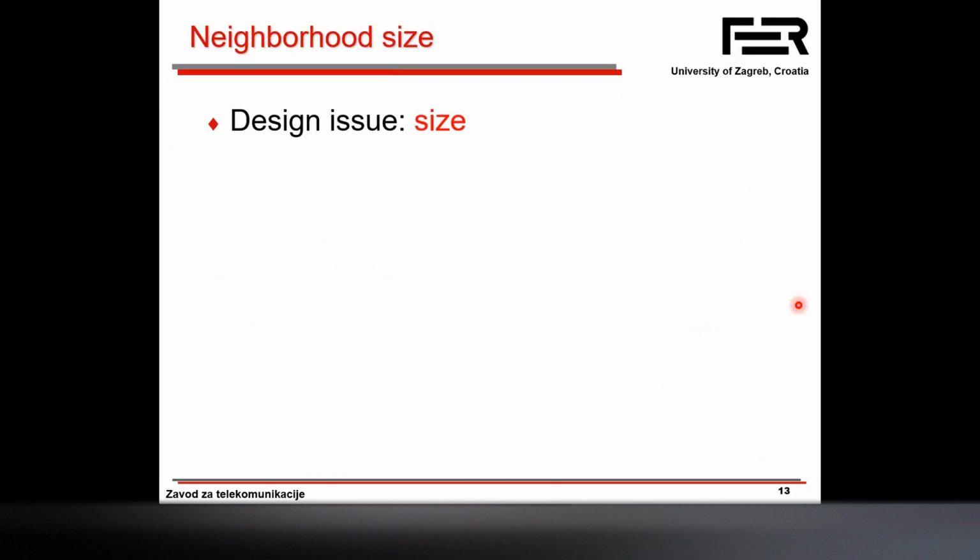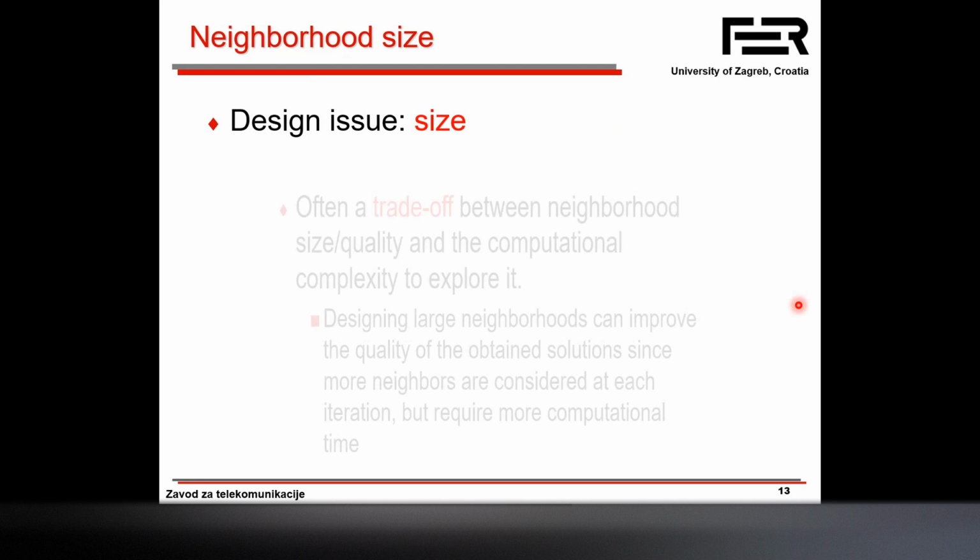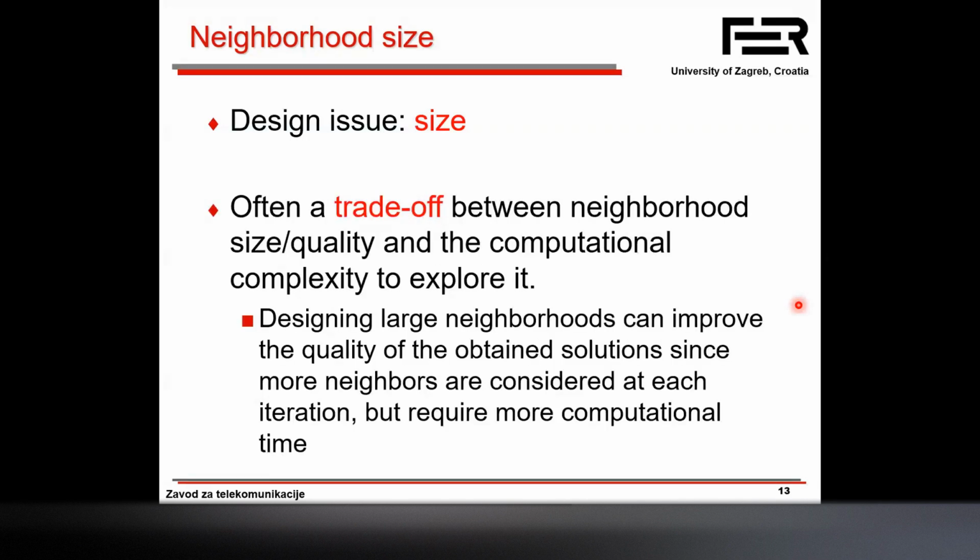When we look at these neighborhoods, an important design issue is the size of the neighborhood, and oftentimes there is a trade-off. If we have a large neighborhood, then yes, we can check a large area, perhaps not get stuck in a certain local optimum, find probably better solutions, consider more neighbors in each iteration, and more likely escape certain local optima. However, if we design a large neighborhood, then computationally it's more complex, of course, to explore it.